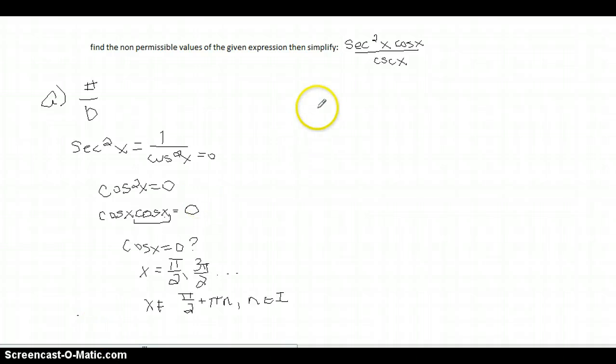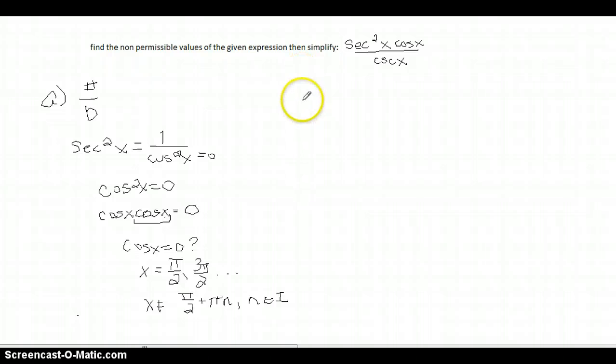Okay, so the next one we can look at is cosine of x. For cosine, there are never any undefined values, so we don't have to worry about that one. If it was in the denominator, then we would totally have to, but because it's in the numerator, we don't have to worry about it. Okay, so the next one you want to look at is the cosecant of x. It's in the denominator of the fraction, so we definitely want to look at that value.